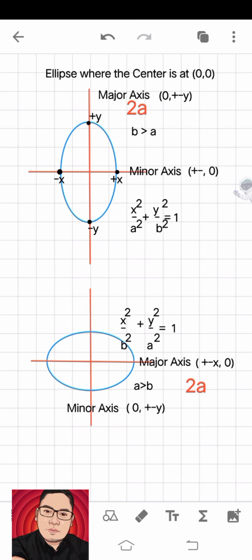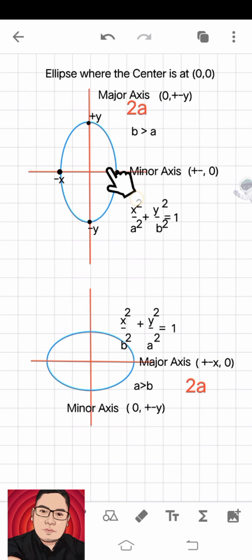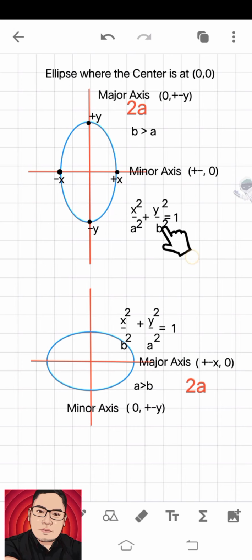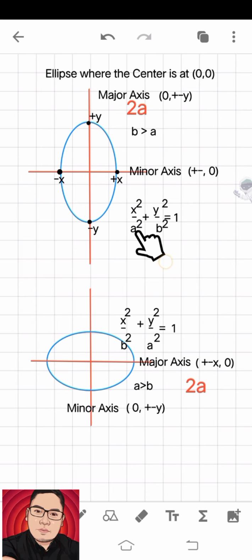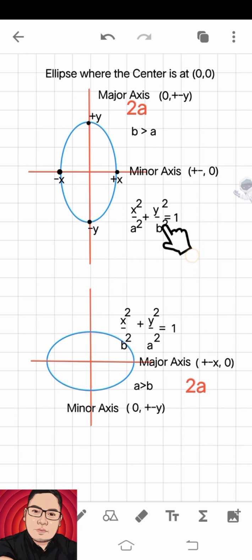Well, next, let's talk about the respective equation of this graph. In this graph, we have this equation, x to the second power over a to the second power plus y to the second power over b to the second power equals 1. While here, we have x to the second power over b to the second power plus y to the second power over a to the second power equals 1.